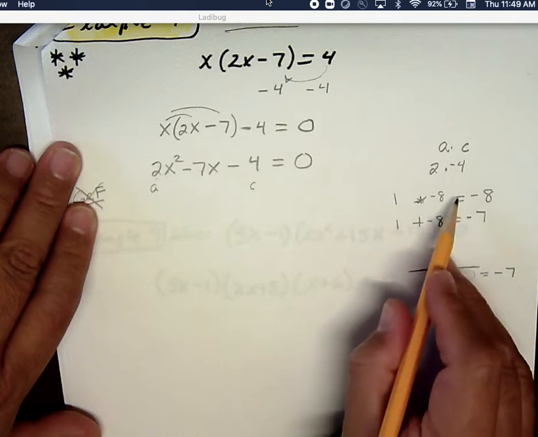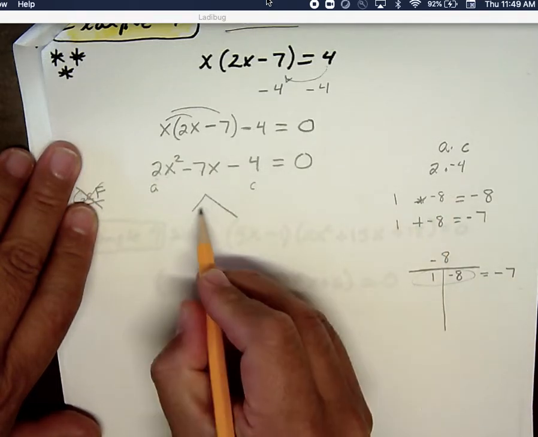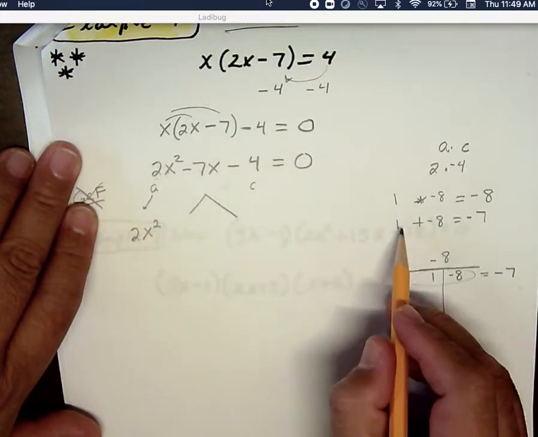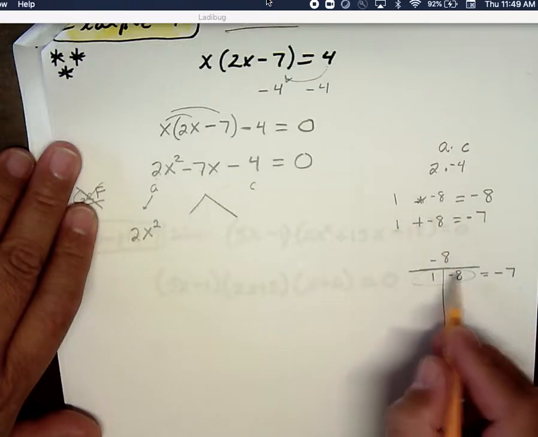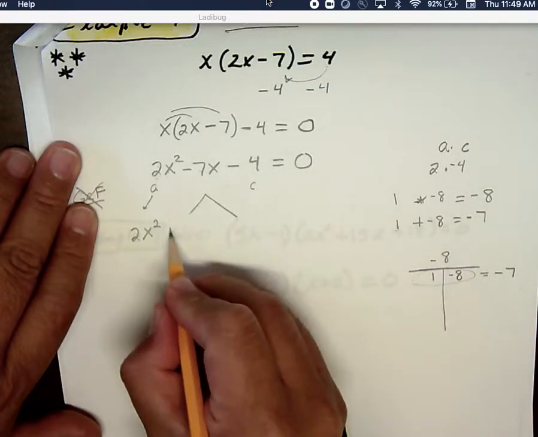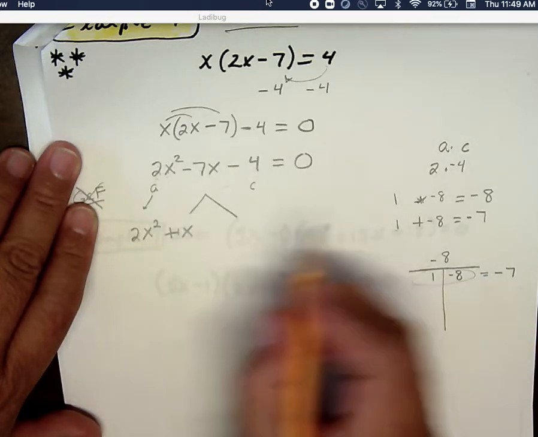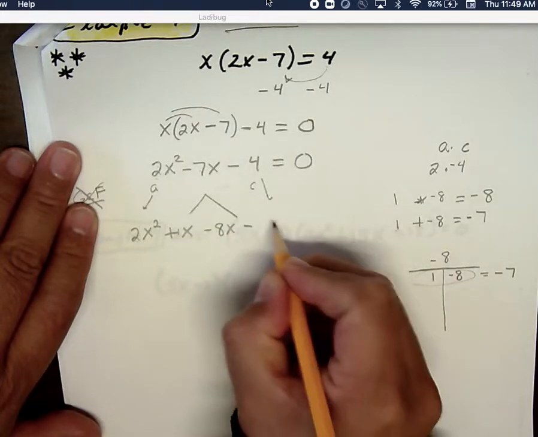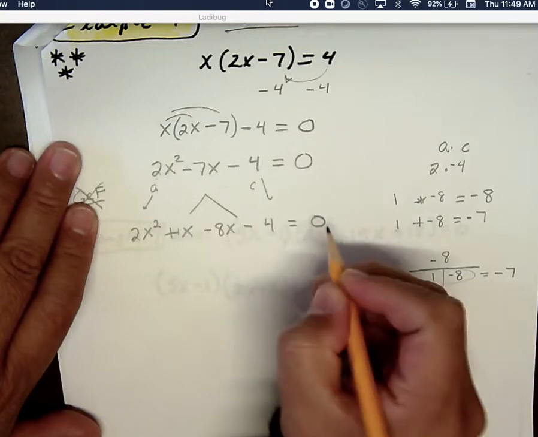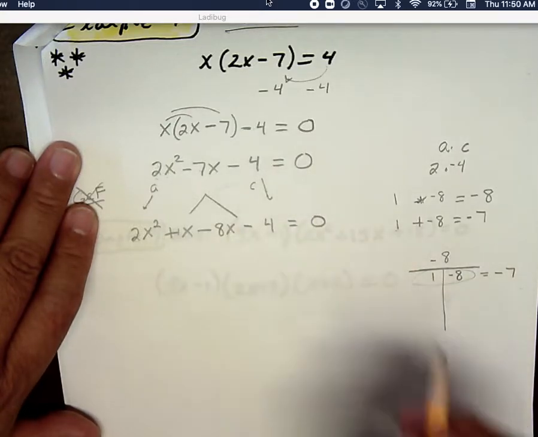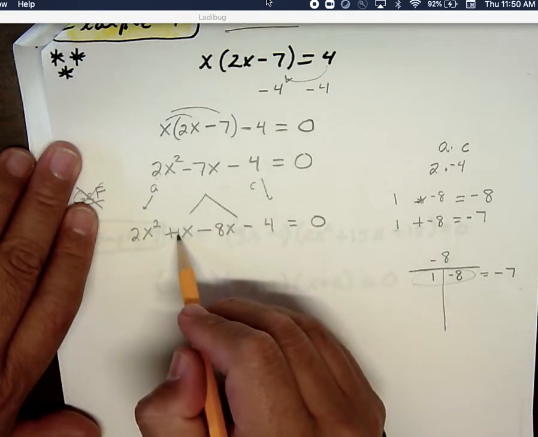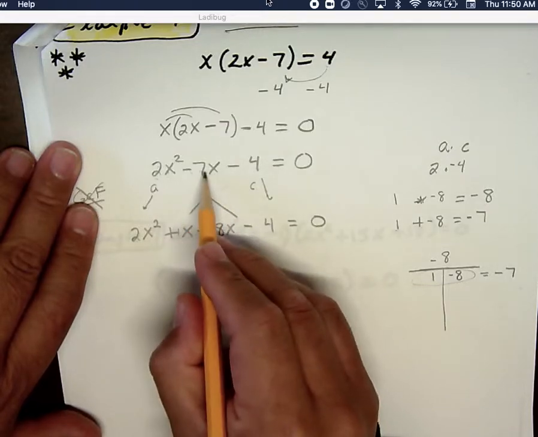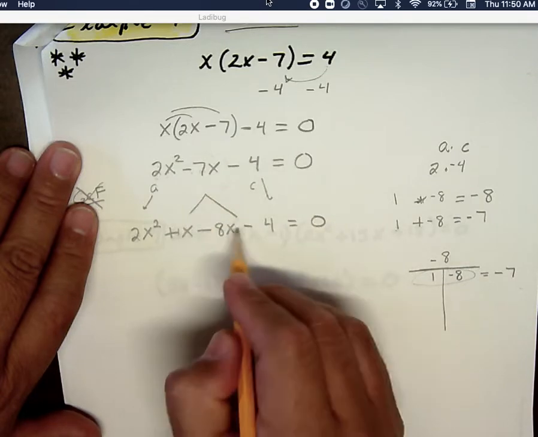Okay. Those numbers, remember from previous sections, so you would bring this one down. This term in the middle, you would use these two factors that we found. So you would have plus x or 1x, and then minus 8x, and then you bring this one down, minus 4 equals 0. Okay, so 1 minus 8 gives you that negative 7. So we just change how this one looks into two things.